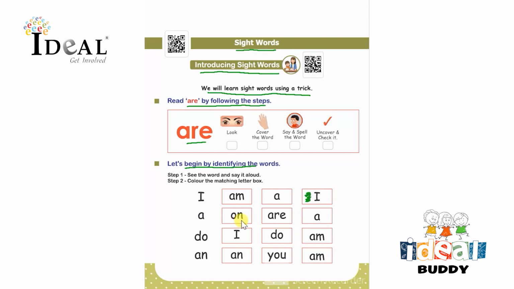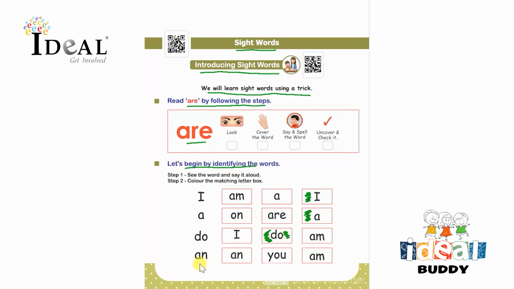Here it is on, R, A. So again the child has to match the correct letter box and then color it. The next word is do. Here the words in the letter box are I, do, M. So this is the correct letter box, and the child has to color it. They can use pencil colors so that the words are visible.